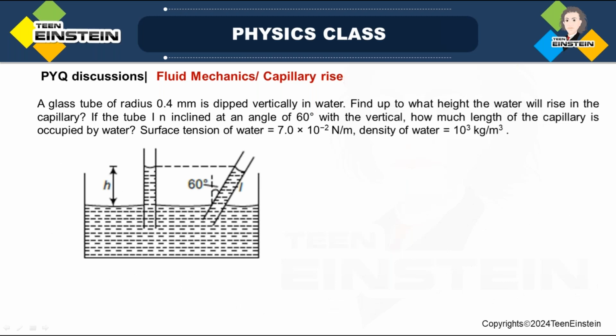Okay, so let us solve this problem now. This is again a very interesting problem. Look, the question says a glass tube of radius 0.4 mm. So this is also having inner radius 0.4 mm. If required, I can make this 4 into 10 to the power minus 4 meter.